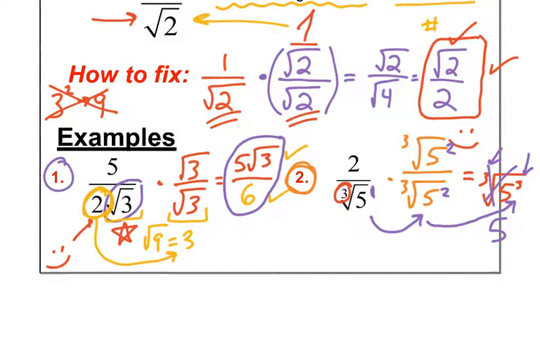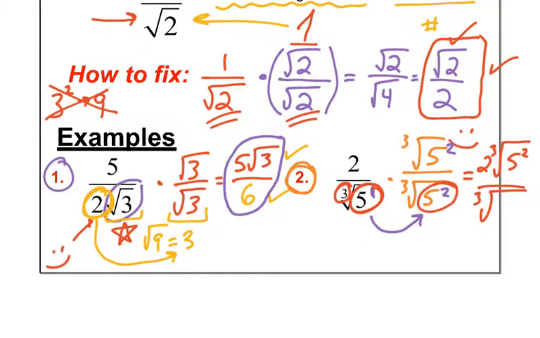Because then that will add up to 3 5s, which will cancel the cube root. Isn't that strange? All right, so let me show you what I've got so far. I've got 2 times the cube root of 5 squared. On the bottom, I have the cube root of, well, I've got 1 5 here. I've got 2 5s, same base. I can add exponents, and I have 5 cubed.